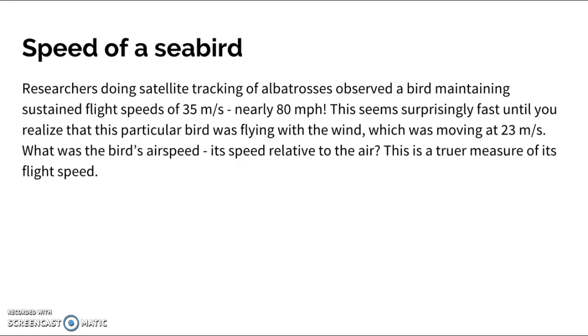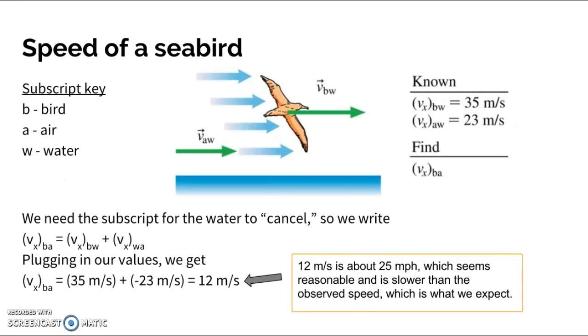This seems surprisingly fast until you realize that this particular bird was flying with the wind, and the wind was moving at 23 meters per second. We want to see what the bird's airspeed is, its speed relative to the air. This will give us a truer measure of the flight speed. So the first thing we do is draw a diagram.